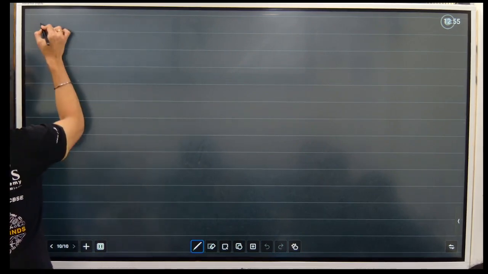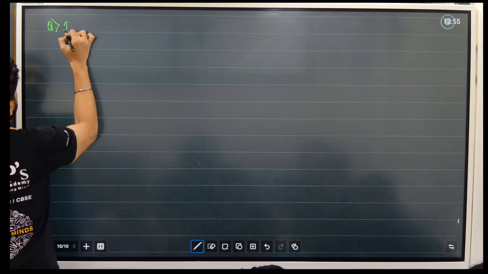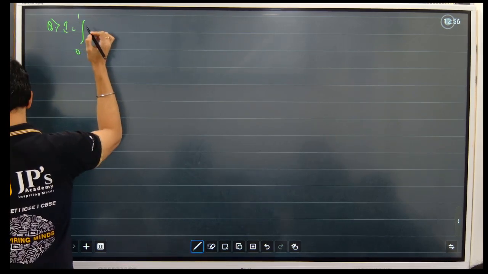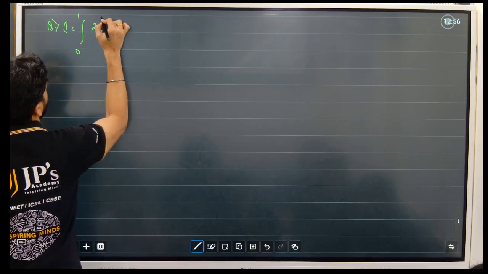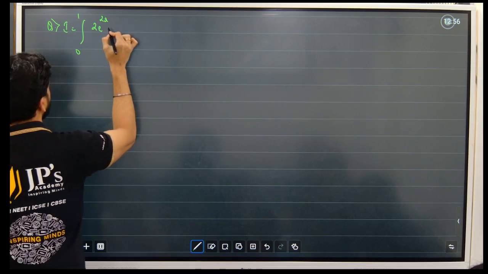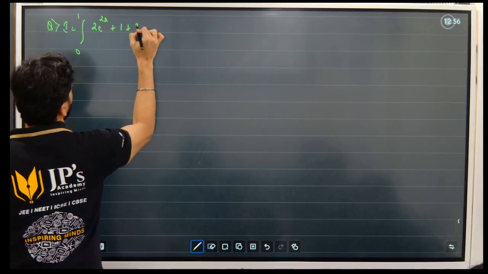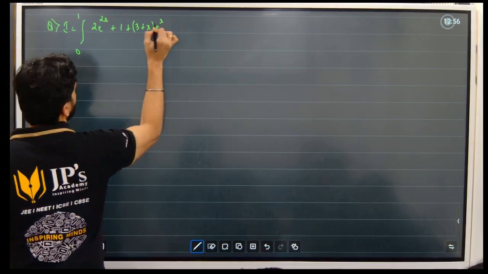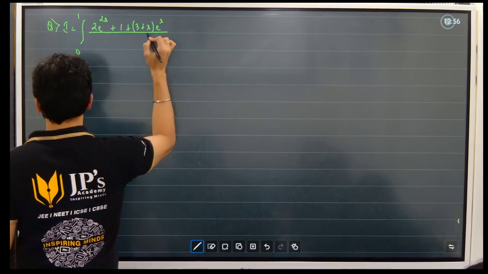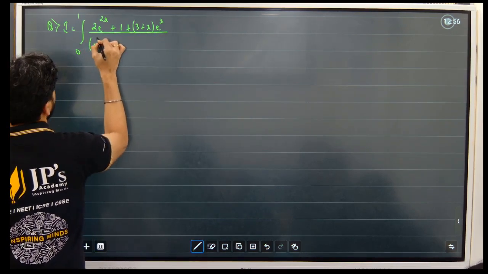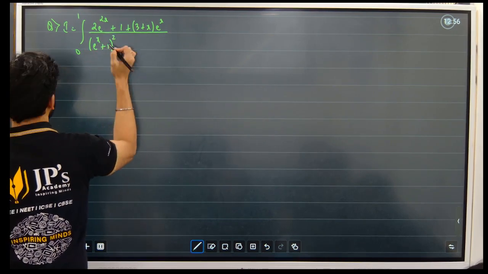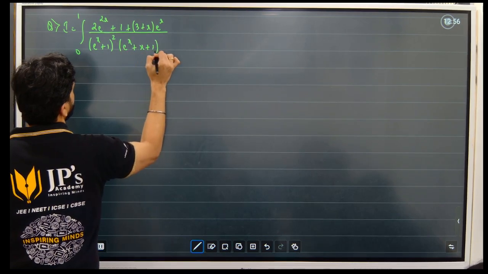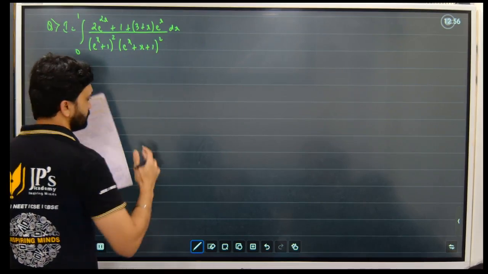Next, I is equal to integration 0 to 1 of (2 e raised to 2x plus 1 plus 3 plus x e raised to x) upon (e raised to x plus 1) the whole square, dx.